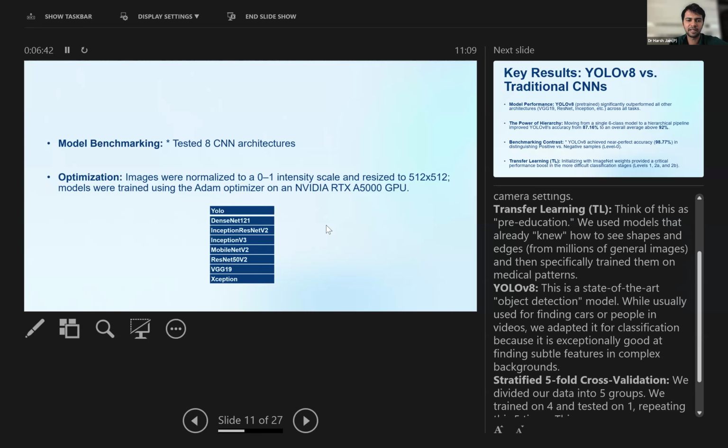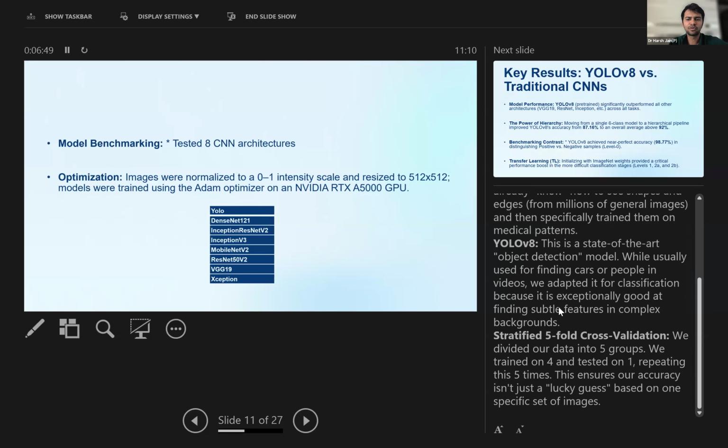So YOLOv8, that is You Only Look Once, is a state-of-the-art object detection model. This was used for finding cars or people in videos, and later on it was adapted and showed a good response in finding subtle features in complex backgrounds. So we divided our data into 4 groups.